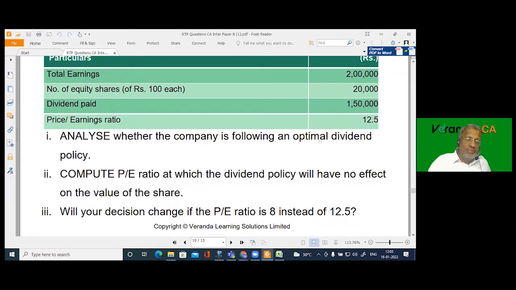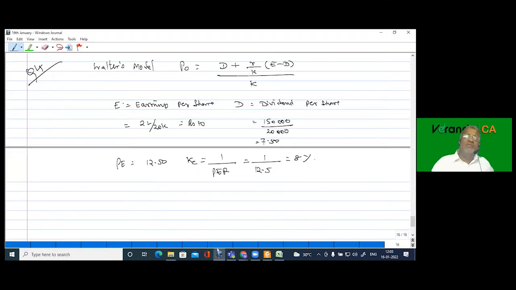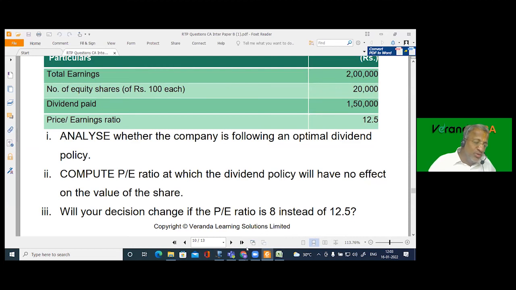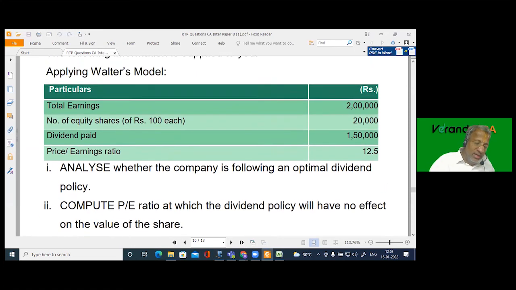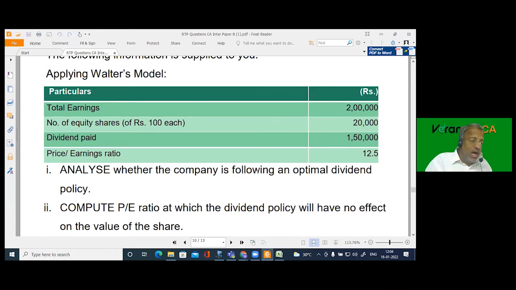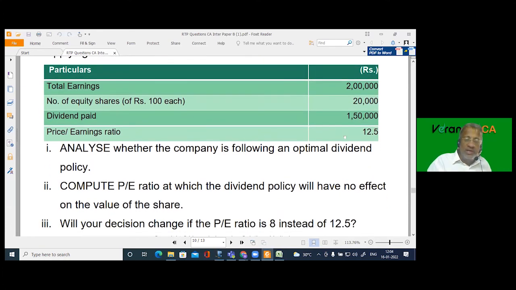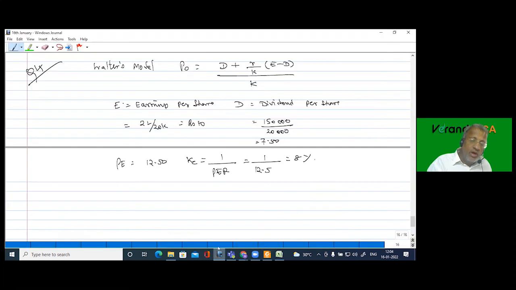Analyze whether the company follows optimal dividend policy. Firstly, we should know what is optimum policy to say that whether it is following optimum policy. So, we are expected to know about what is the return on equity, or also we are expected to know. Price earning ratio we have just got, dividend paid we have got, or return on equity we have to get. How do we arrive at return on equity? Return on investments, you can say, not return on equity, but return on investments. So we can put everything appropriate and get the final answer.